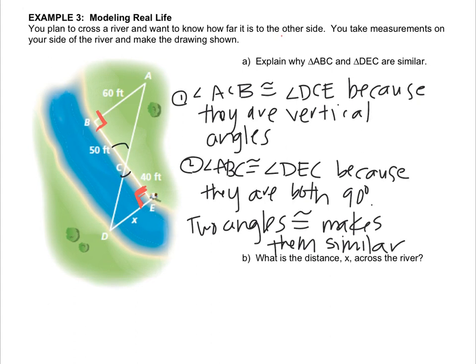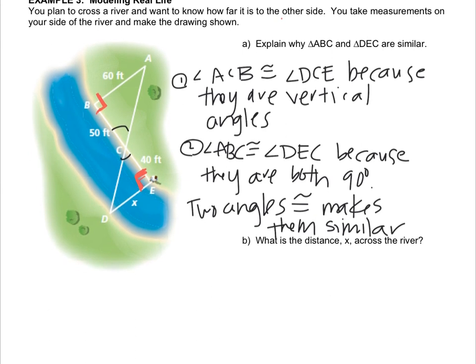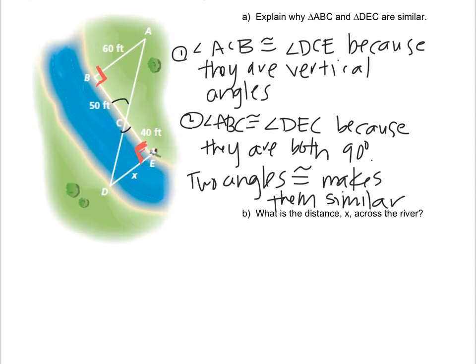Now let's find the distance. Since we know they're similar, we can make a proportion using corresponding sides. So our matching sides are the 60 is corresponding with the x, the same way that the 50 corresponds with the 40. And since I start with the 60, I'm going to, in this ratio, I have to start with the 50 in this other ratio because they're both from the big triangle.